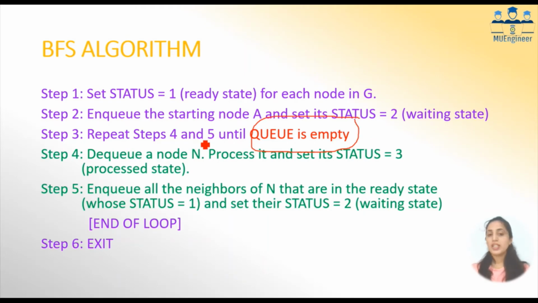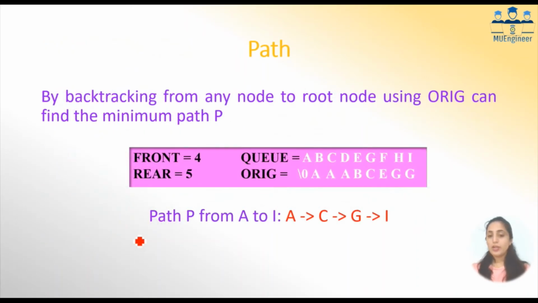So we have to repeat the steps 4 and 5 until the queue is empty. Now the queue has become empty, so we will stop and we will end the loop and we will exit. Here we are ending the BFS algorithm. So at the end of the BFS algorithm, what we found is the queue has these nodes visited and the origins are like this. So what we do is, by backtracking from any node to the root node of this particular BFS algorithm using the origin queue, we can find the minimum path P.